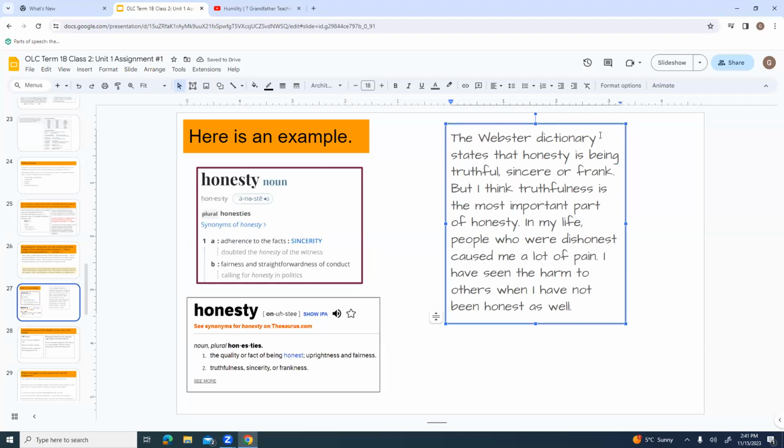Now, you wouldn't want to look up every single dictionary definition. I feel like we probably know what bravery is and, you know, that kind of thing. You don't have to look up every single one, but some of them are a bit tricky, like honesty versus truthfulness, right? So it's better for you to write what you yourself think, not just copy things out of the dictionary. So I think truthfulness is the most important part of honesty. In my life, people who were dishonest caused me a lot of pain, and I have seen the harm to others when I have not been honest as well.